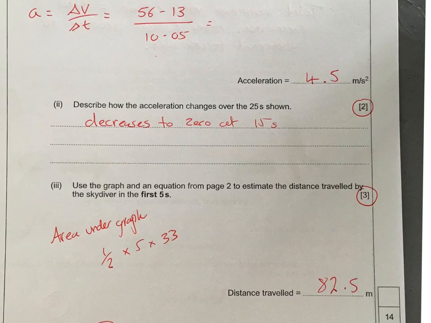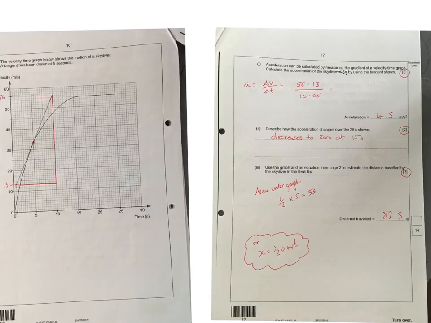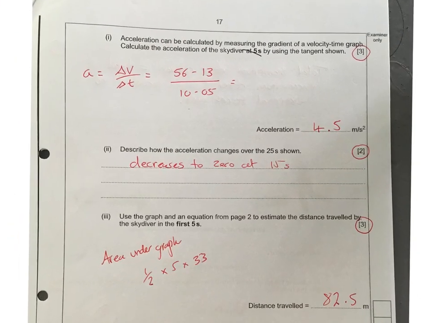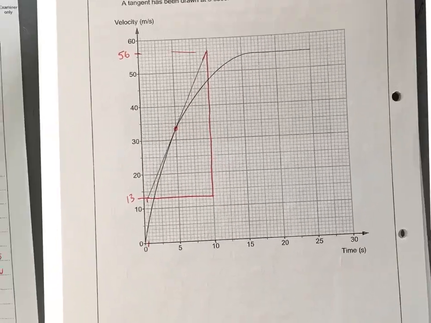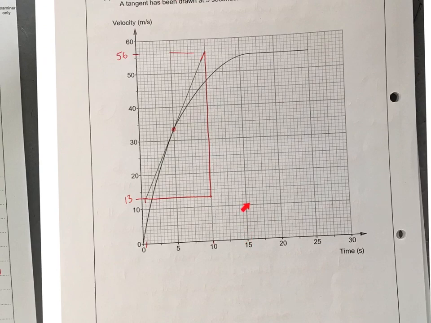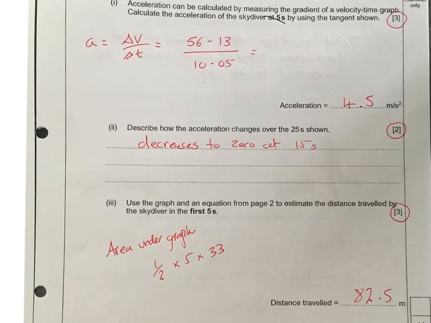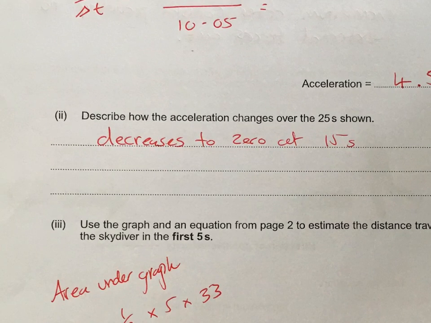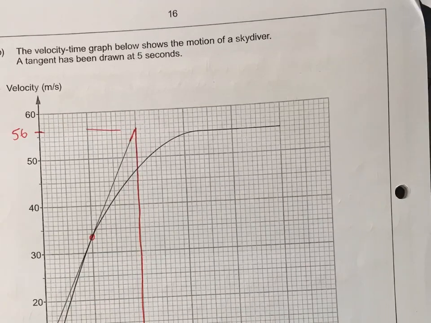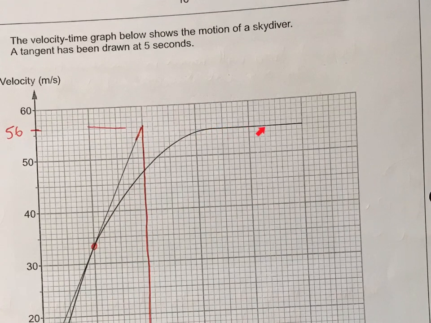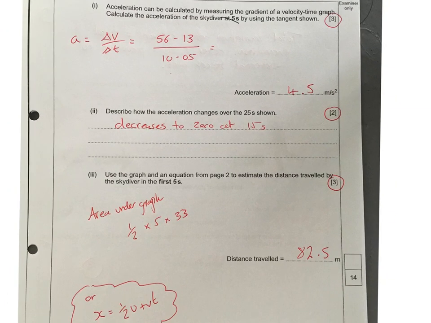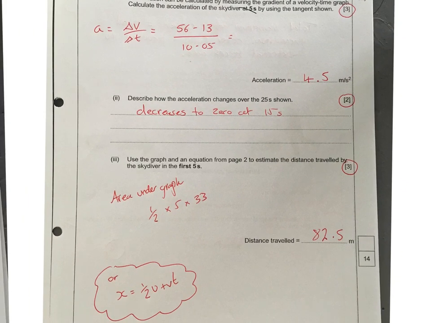Describe how the acceleration changes. So it decreases to 0 at 15 seconds, sorry. So you can see that it decreases. Describe the acceleration. Yes, sorry, I thought it meant velocity then. So there's no acceleration at this point because it's constant velocity. And if something's constant velocity, there's no acceleration. It's not getting any faster. It's just going at the speed it's going.